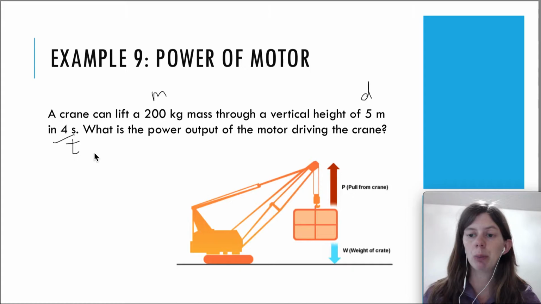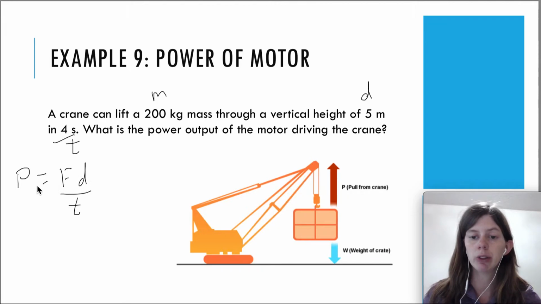What's the power output? The crane has to do work to lift the mass, and it's doing work in a certain amount of time. So we can find out the power. I'm going to use work over time, which is force times distance over time. You can use delta x or d for distance, doesn't matter in this case. So we have to figure out, well, how much force does the crane have to apply?